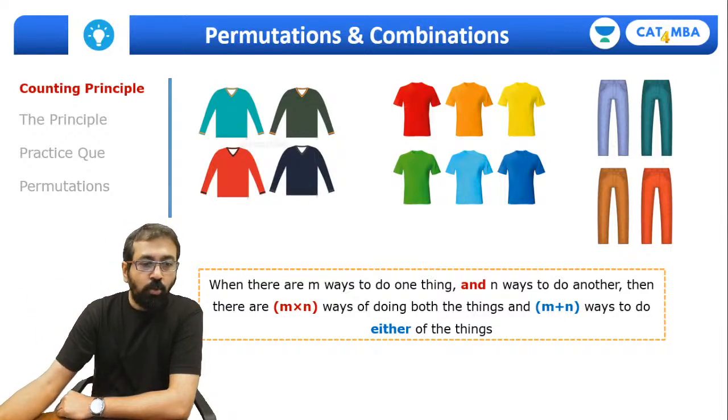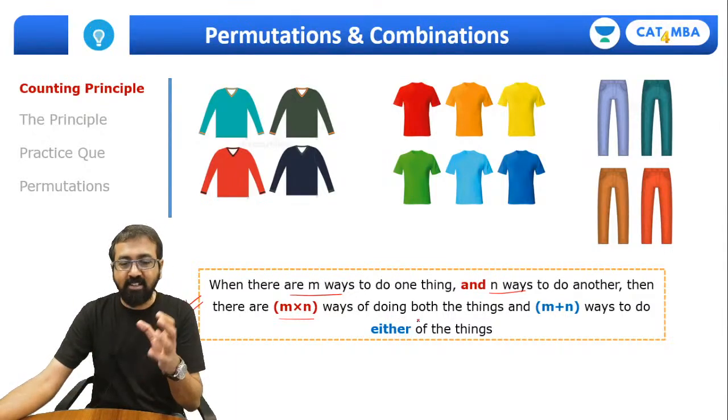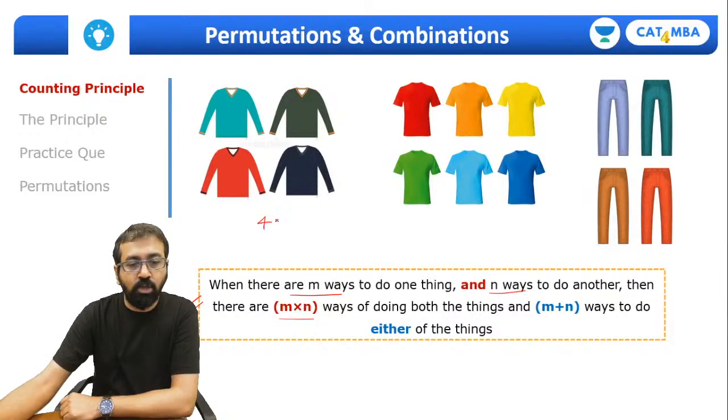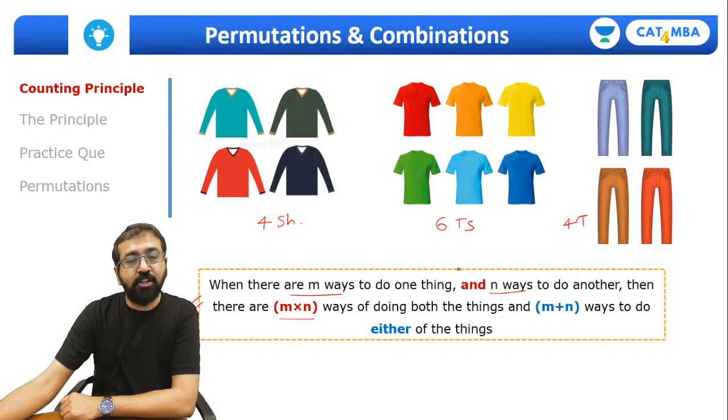Yeah. So guys, counting principle. So this is that principle which says that when there are m ways to do one thing and n ways to do other thing, then m into n ways of doing both the things together and m plus n ways of doing either of the things. So for example, if I have 4 shirts, 6 t-shirts and 4 trousers, in how many different ways can I get ready? So of course it will be like this.